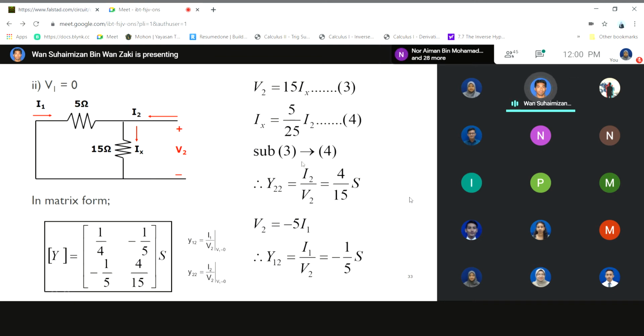For this first ratio, I2 over V2, the current goes to I2. This direction is the same for I1, going inside port number 1. I want Ix, you can determine it like this, right? So V2 equals Ix times 15 ohm, V equals IR. Ix is not this I2, because the I2 will be separated at these two points. So using the current divider rule, Ix equals 5 over 5 plus 15.